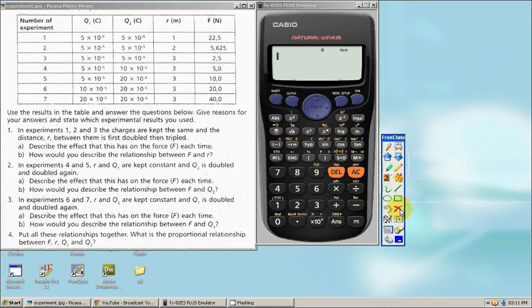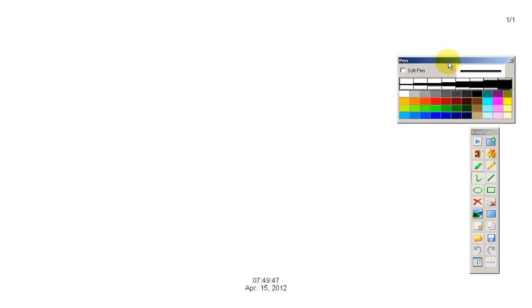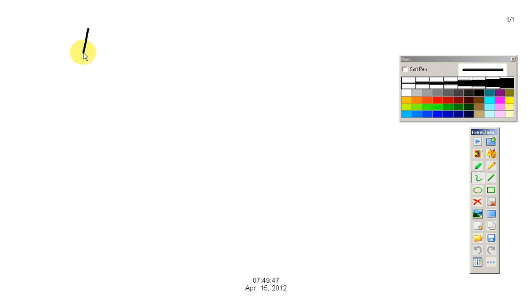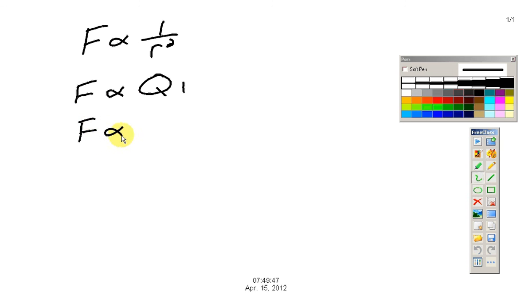So let us go and answer the final question 4. Put all these relationships together. What is the proportional relationship between F, r, Q1 and Q2? So let's go and do that. Firstly, we say that F is proportional to 1 over r squared, inversely proportional to the square of r. We also say that F is directly proportional to Q1. We also say that F is directly proportional to Q2.